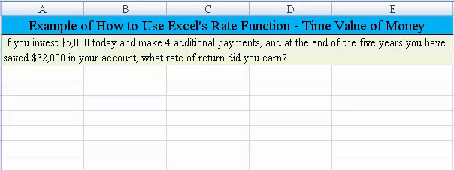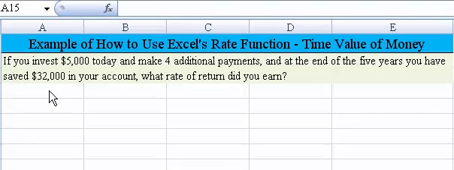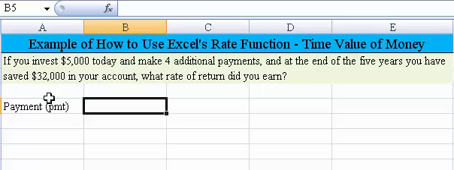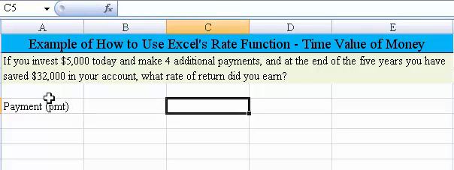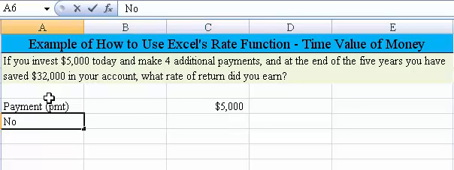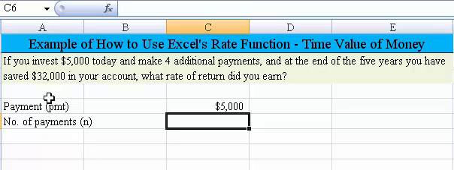Okay, now I want to slide this up a little bit so you can also see the formula bar, because we're going to use that. And let's drop in various pieces of information that we have so we can solve this with Excel's rate function. Okay, so we know the payment amount, which is usually abbreviated as PMT, is, let me move it over here so we've got a little bit of room, $5,000. Okay, the number of payments, which is usually abbreviated as N, is 5. We make 1 today and 4 more in annual amounts, so that's 5.